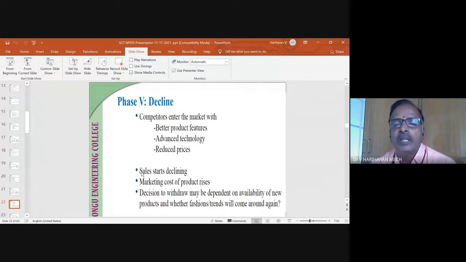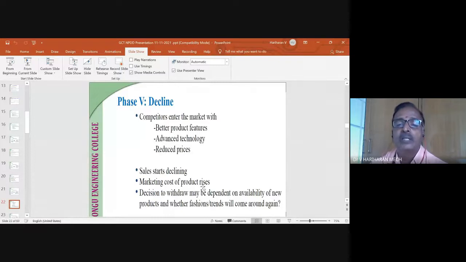At that time sales start declining. You had peak sales in the maturity period, but there are very few sales during the decline period. When your sales decrease, the marketing cost of the product also rises. Then the decision to withdraw: whether you have to withdraw your product or redesign it, all these things will be considered during the decline period.